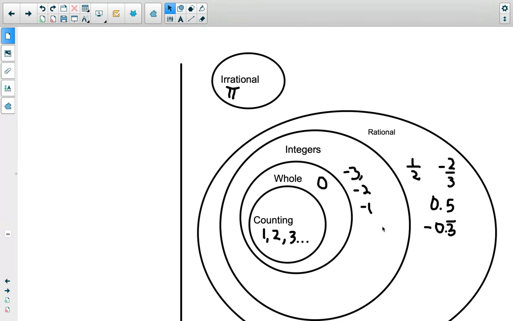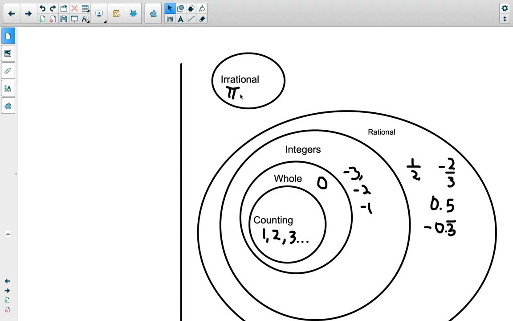Then we get to integers. Integers are positive and negative whole numbers and 0. So we have our -3, -2, -1, 0, 1, 2, 3, etc. The last group of our real number system that we tend to work with are our rational numbers. Our rational numbers have fractions and negative fractions, decimals, repeating decimals, negative decimals. All of those are part of our rational number system, in addition to our integers, whole numbers, and counting numbers. So rational numbers include all of those.